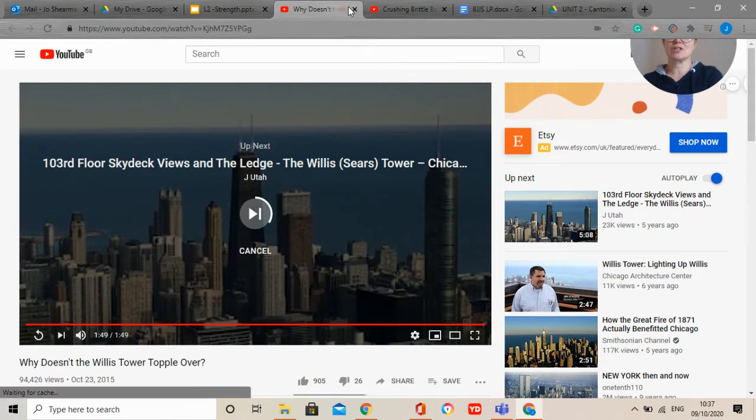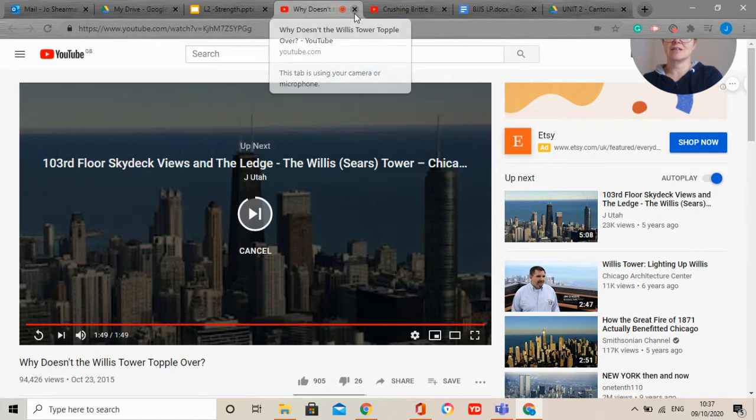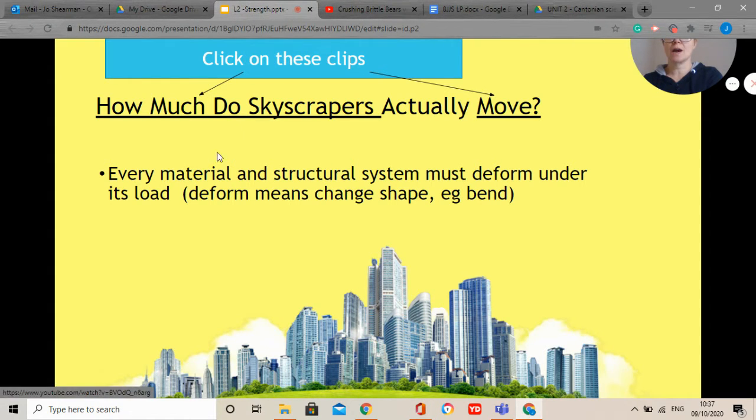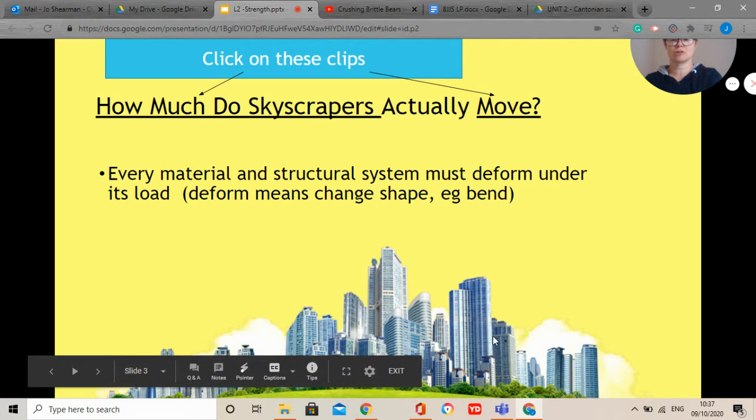Okay, so another feature they mentioned of the design there was that as well as being able to sway, tall buildings tend to be narrower at the top, and that's so that there is less surface area of the building for the wind to actually make contact with. But yeah, 3 feet of sway at the top of that building, that would be pretty incredible to experience, I'm sure.